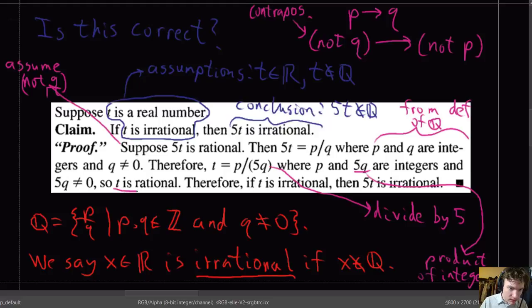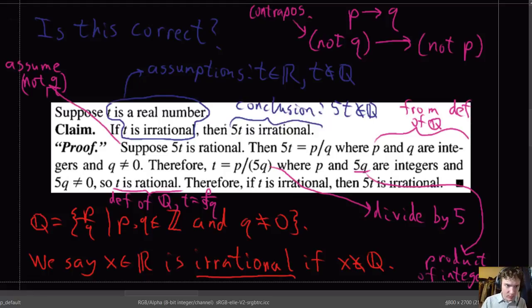Then we conclude t is rational. Why is that true? To show t is rational, to show it belongs to this set, I need to explicitly write it as a ratio of two integers. Have I done that? Yes, because I've written t equals p over 5q. So I've given you the two integers in the top and bottom, which explicitly shows you that it belongs to this set, because this is the set of all things that can be written as a ratio, and I have written it as a ratio. Therefore, it is one of the objects in that set Q. Good.